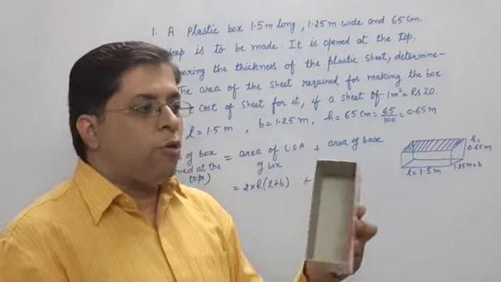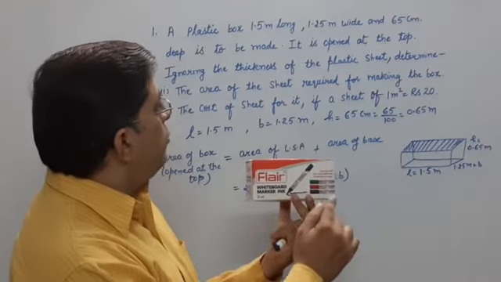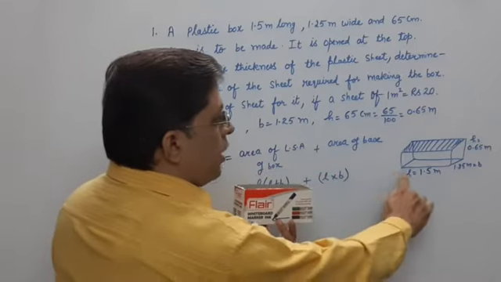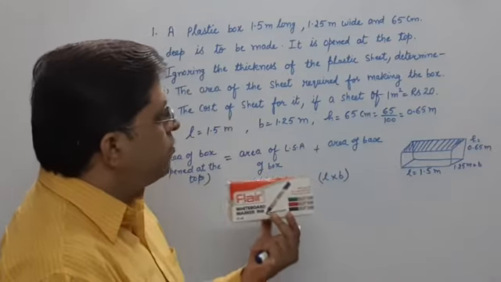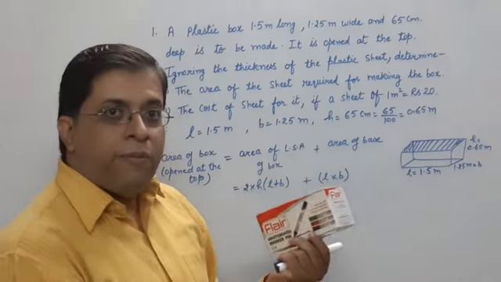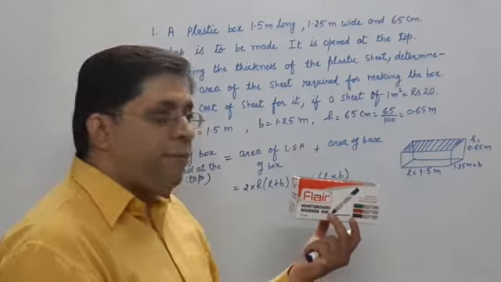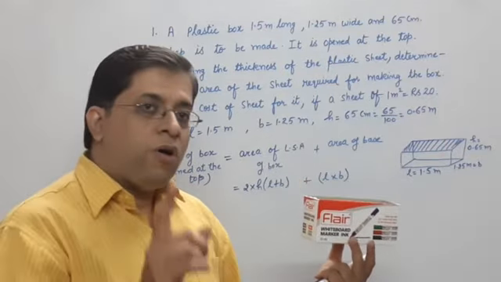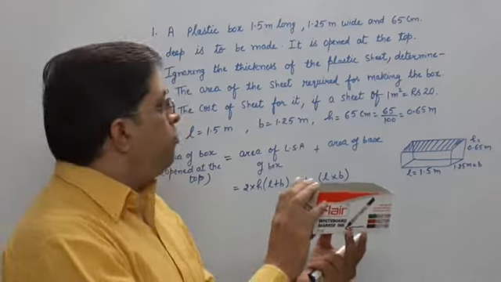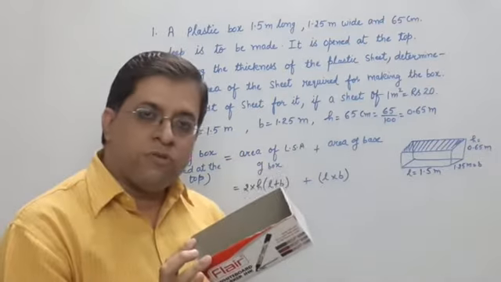The box looks like this. It is open from the top. Length is given to you as 1.5 meter, breadth is 1.25 meter, and height is 0.65 meter. What you have to find is the area of sheet required for making this type of box.